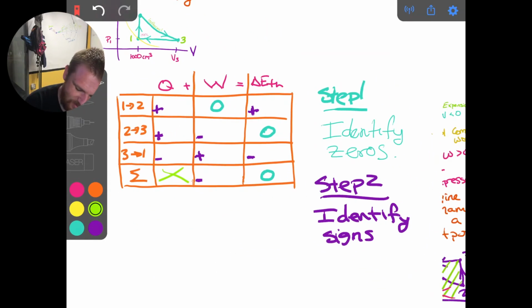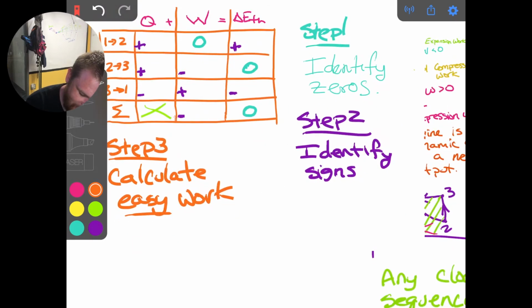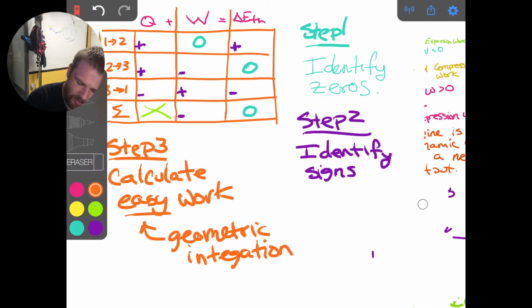All right, that was step 2. We wanted to identify the signs. And step 3 is going to be we're going to calculate the easy work. By easy, I mean anything that can be calculated with a geometric integral. So if you have a rectangle or a triangle or any shape that we can just calculate the area under the curve, we're going to go ahead and do that for step 3.